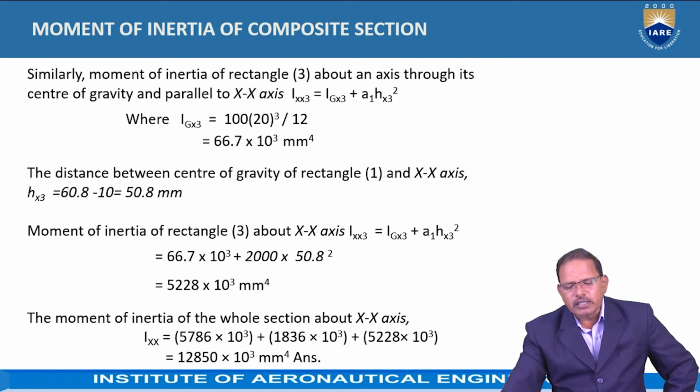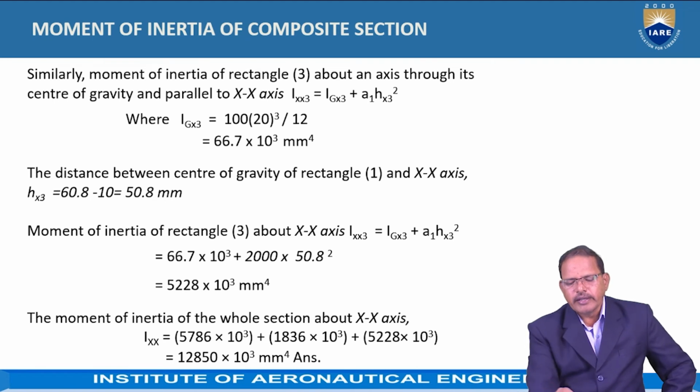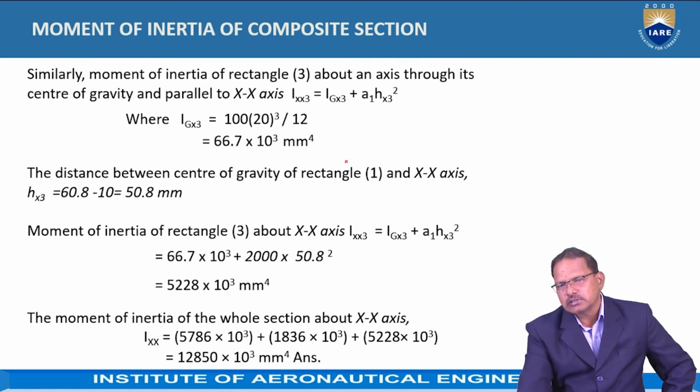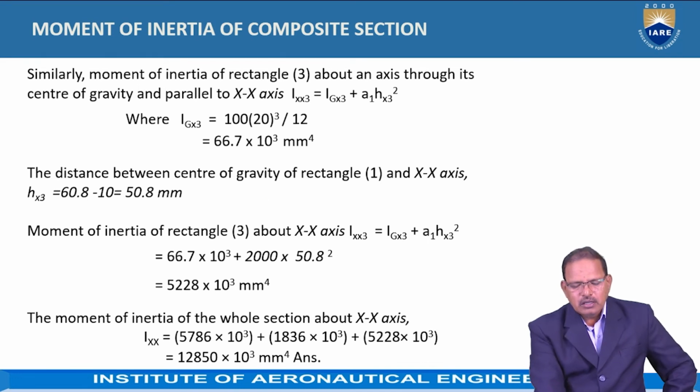For the third rectangle, Ixx3 = Igx3 + A3 Hx3², where Igx3 represents the moment of inertia of the third rectangle about its central axis, which is 100 × 20³ divided by 12. Already we discussed this is equal to 66.7 × 10³ mm⁴. And the distance is 60.8 − 10 = 50.8. This point we will discuss now.